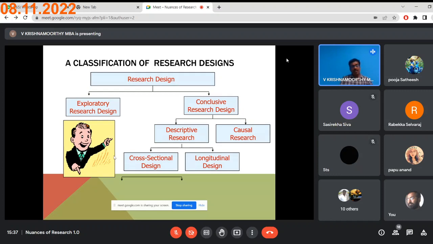Why will you have a limited review of literature? Because there is no study. Because for the first time you are exploring. That is the exploratory research design.